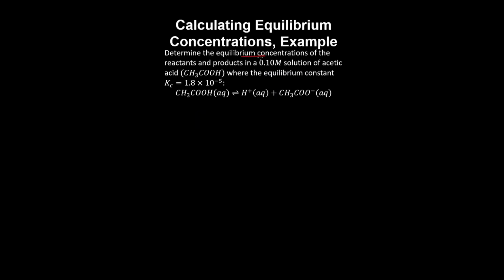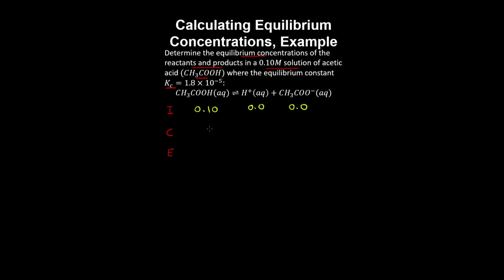Determine the equilibrium concentrations of the reactants and products in a 0.1 molar solution of acetic acid, where the equilibrium constant is given. So here we set up an ICE table where the initial concentration of the reactant is given, and before the reaction initiates, the concentration of the products is 0.